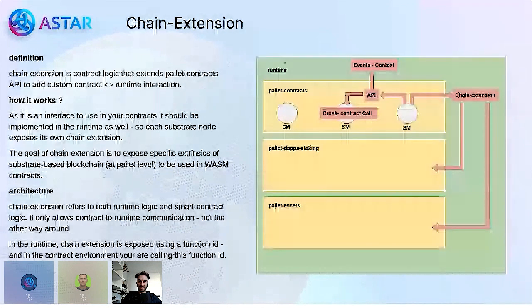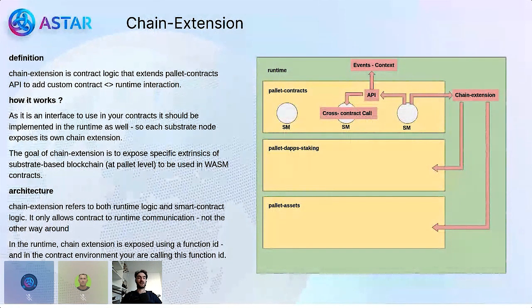What is chain extension? So, today's topic. Chain extension is a contract logic that extends the pallet contracts API to add custom contract-to-runtime interaction. How it works: it's an interface to use in your contract, and it should be implemented in the runtime as well. So that means each Substrate node, each parachain, exposes its own chain extension. So the one you will have on Shiden or Astar may not be the same as the one you will have on another parachain.